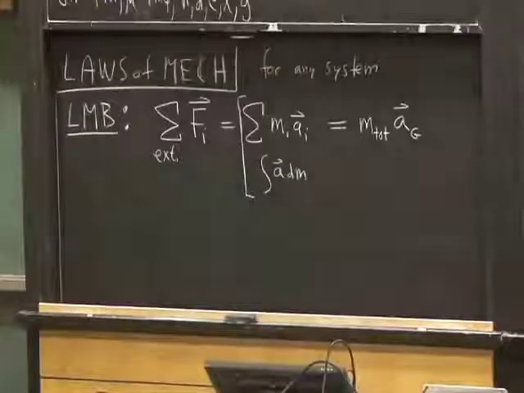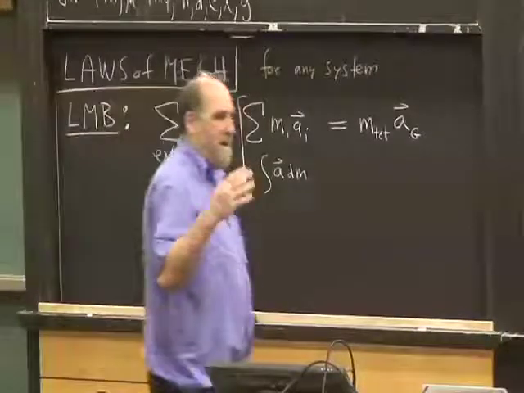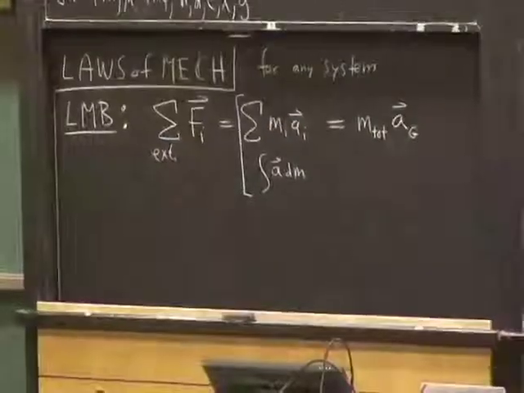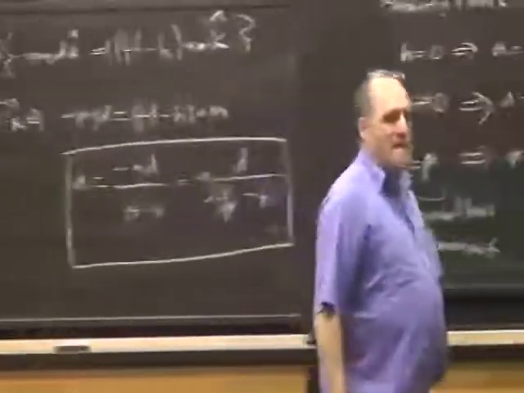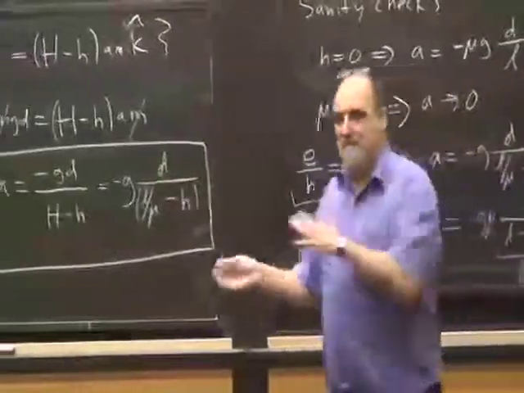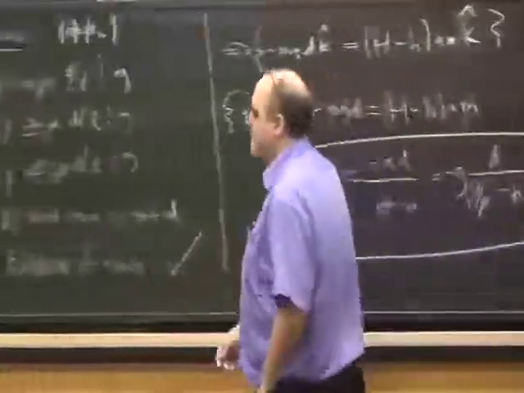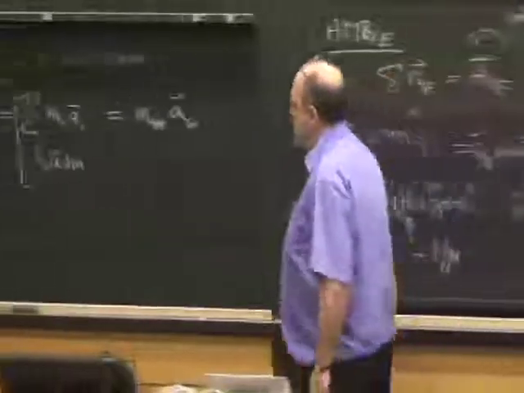So as far as linear momentum balance goes, no matter what the system is, 1 particle, 2 particles, 20 particles, a continuum, a fluid with a solid, anything you want, the sum of the forces on the system is the total mass times the acceleration of the center of mass.